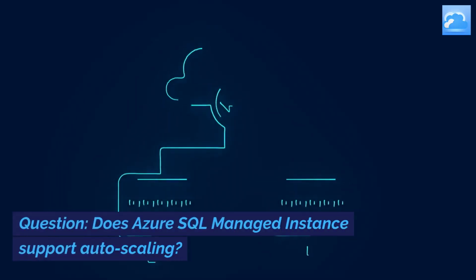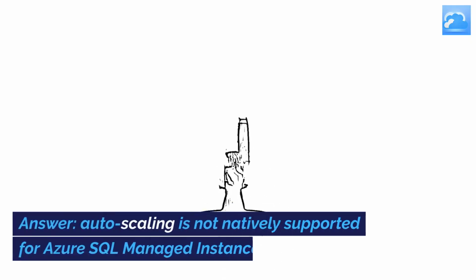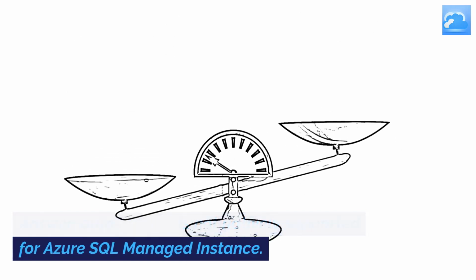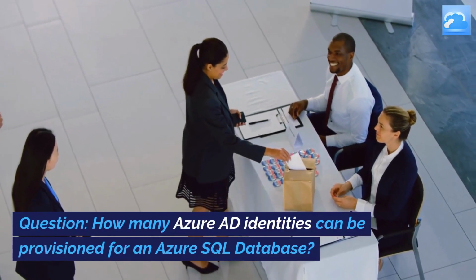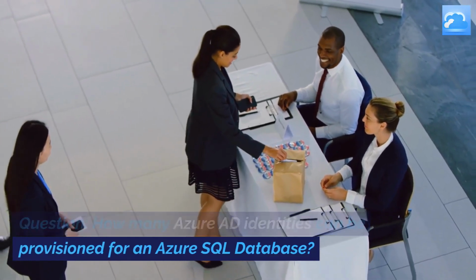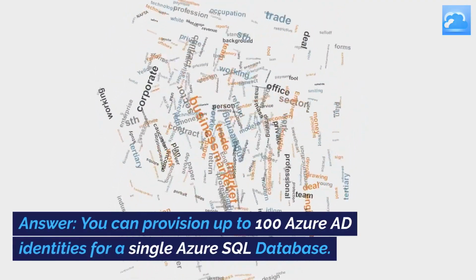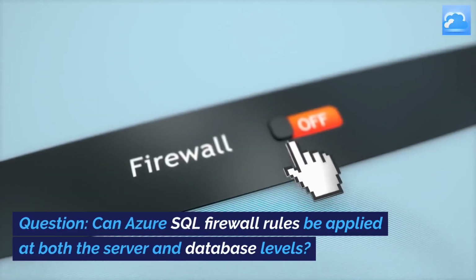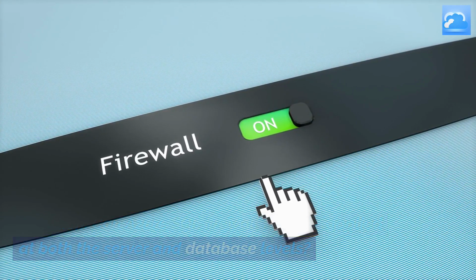Question: does Azure SQL Managed Instance support auto-scaling? Answer: auto-scaling is not natively supported for Azure SQL Managed Instance. Question: how many Azure AD identities can be provisioned for an Azure SQL database? Answer: you can provision up to 100 Azure AD identities for a single Azure SQL database. Question: can Azure SQL firewall rules be applied at both the server and database levels?